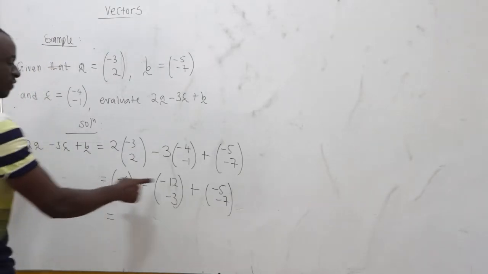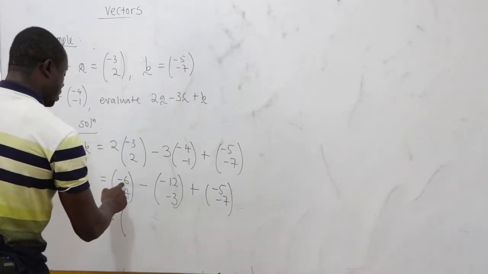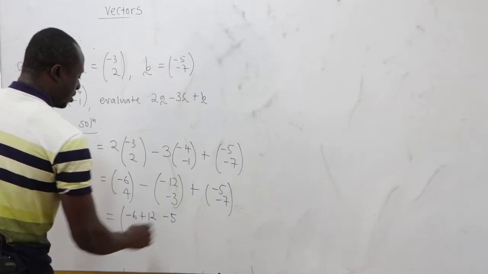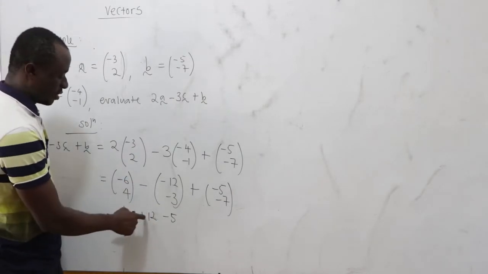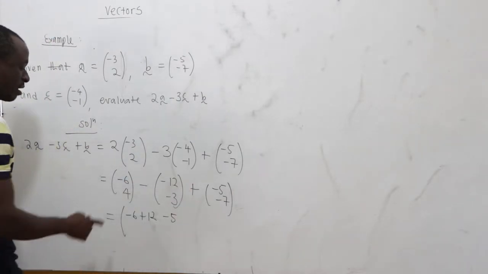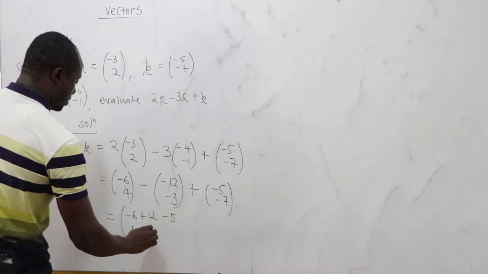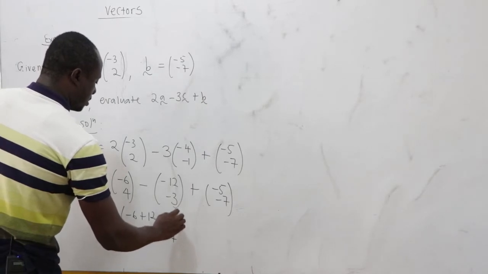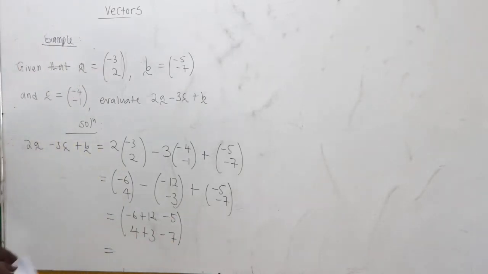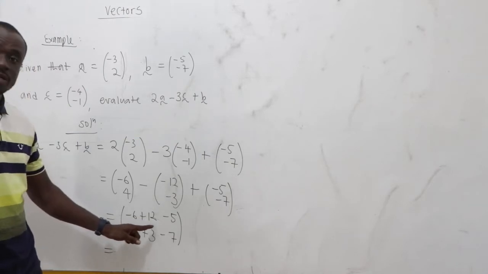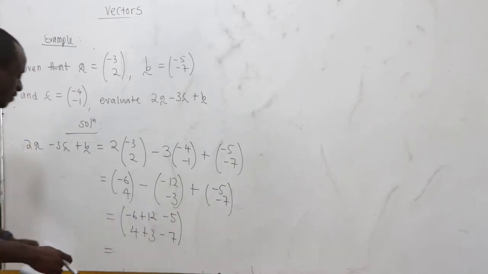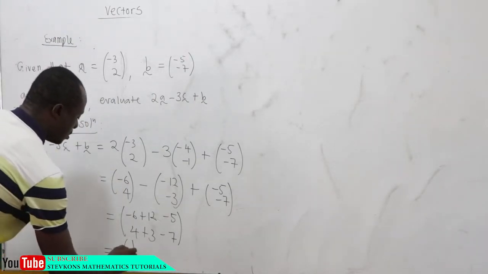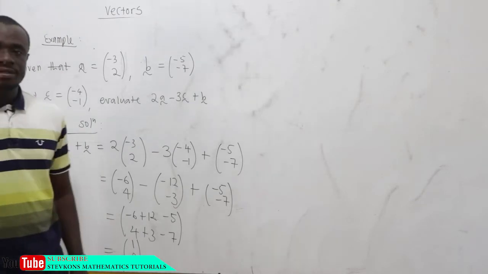Now adding the first component, so negative 6 plus 12 minus 5. That's the first one. Negative, negative is positive, and then plus negative 5. Now for the second component, we have 4 plus 3, negative, negative, that is positive, and then we have minus 7. Negative 6 plus 12, that's positive 6. 6 minus 5, this is just 1. 4 plus 3, 7. 7 minus 7, this is 0. So we have (1, 0).